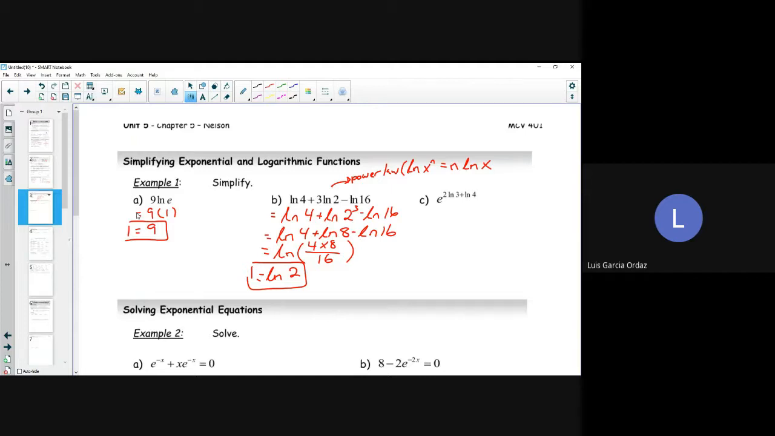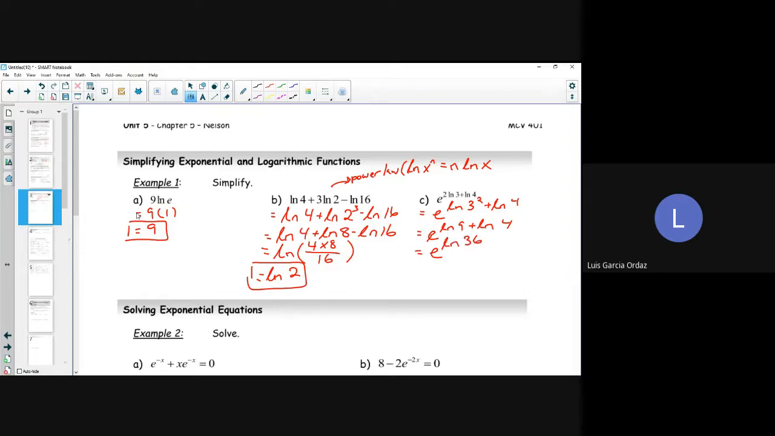Okay, and for C, we have e^(2 ln 3 + 2 ln 4). So we get e^(ln 3^2 + ln 4). So 3 to the power of 2 is 9. So we get e^(ln 9 + ln 4). And now we can use our product rule. So we get e^(ln(9 times 4)), which is 36.